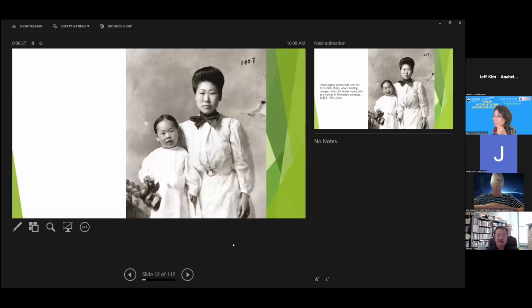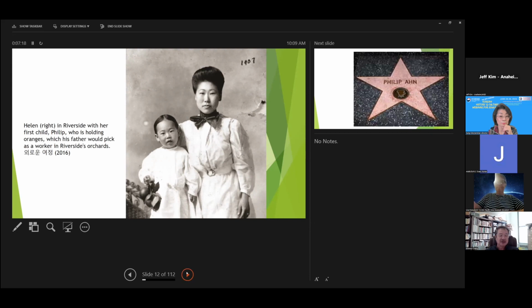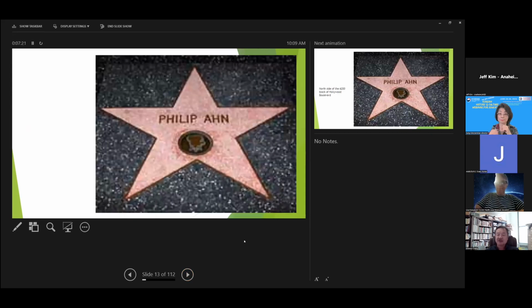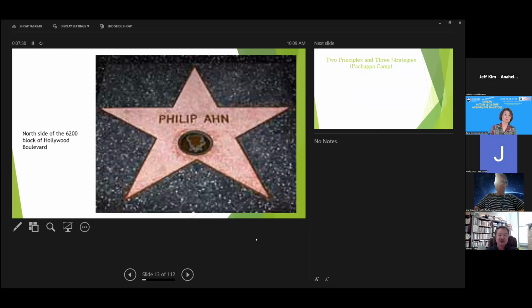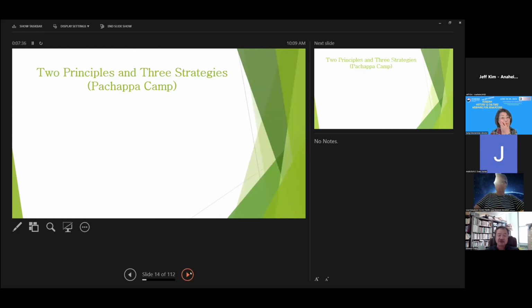And this is another photograph of Helen Ahn, wife of Dosan Ahn Chang-ho, with his eldest son, Philip Ahn, holding oranges. Philip Ahn is one of the most famous Asian American actors until the 1970s, and the first Asian American actor to receive a star on the Walk of Fame on Hollywood Boulevard. He appeared in more than 200 movies and TV dramas, perhaps most famous for the TV series Kung Fu during the 1970s, Blind Master. I'm going to skip this.